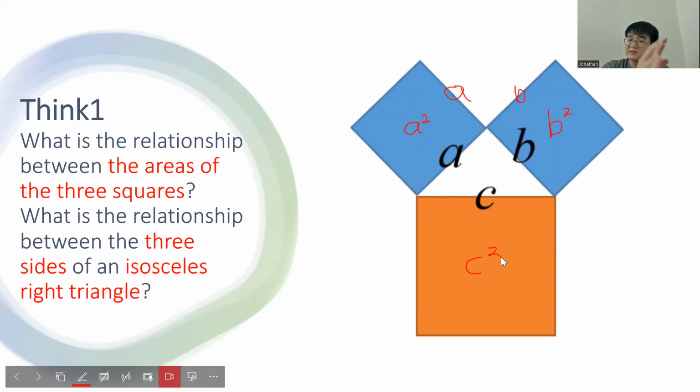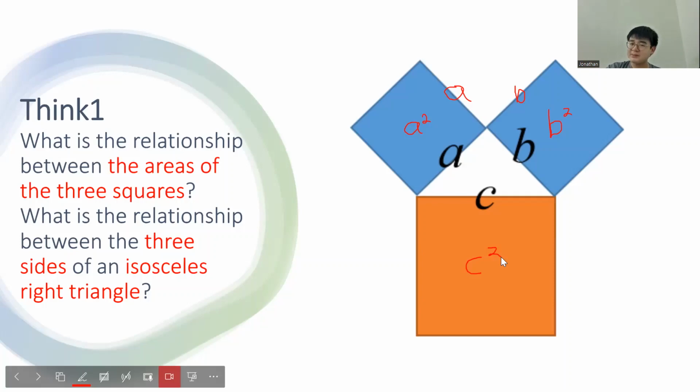The area of the first square is A square. The second square is B square. The third square is C square. This one is all in the worksheet. Jot it down there. After the class, I want to see the worksheet full of the solutions already, the workings.